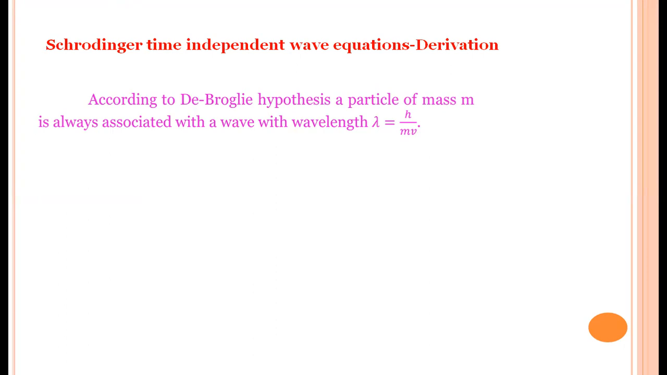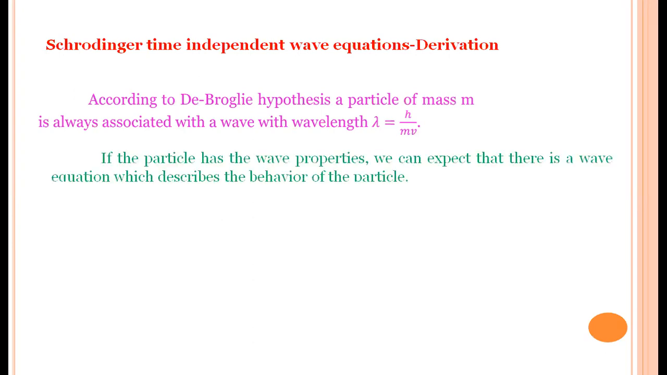We know, according to the de Broglie hypothesis, each particle has a dual nature. That is, one is particle nature, and the second one is wave nature. If any particle has wave nature, it must have a wavelength. According to the de Broglie hypothesis, the wavelength of the particle associated with the wave is lambda equals h by mv, where h is Planck's constant, m is the mass of the particle, and v is its velocity.